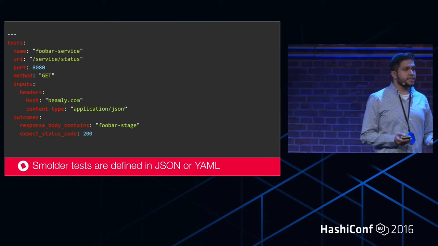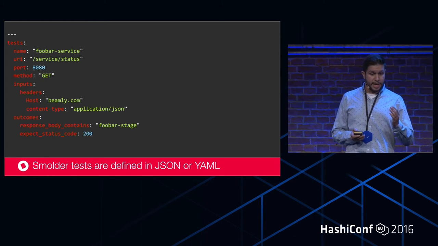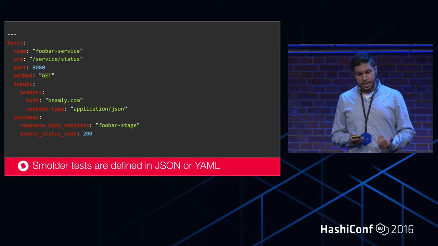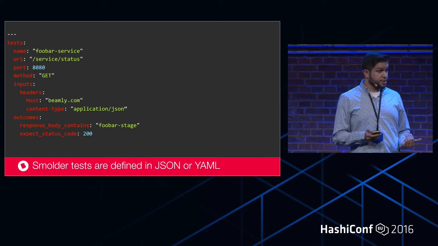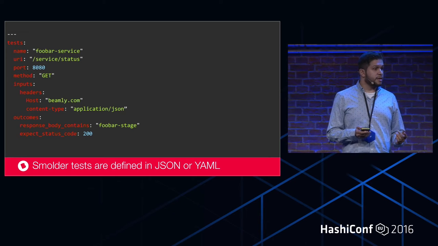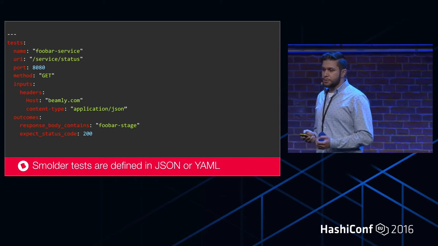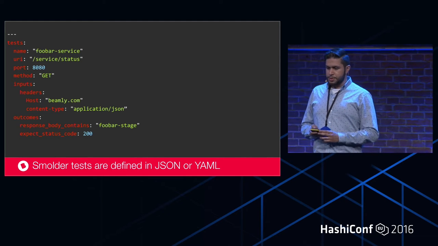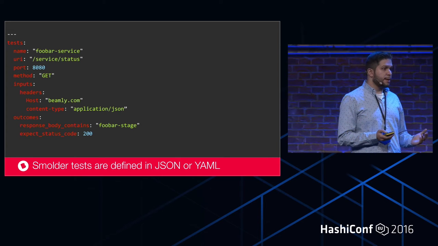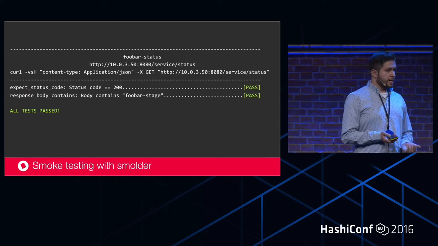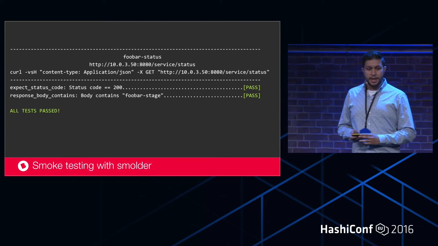So you write your tests in either JSON or YAML. In this case, we're hitting an endpoint, service status, and we're setting a couple of headers on that input, and we're making a couple of assertions of the output. We're expecting the string foobar stage to be in the output, and we're expecting the status code to be 200. So when you take that test file and give it to Smolder along with a host name, the output looks something like that. Now, it's very simple, and it's very quick and easy to run.